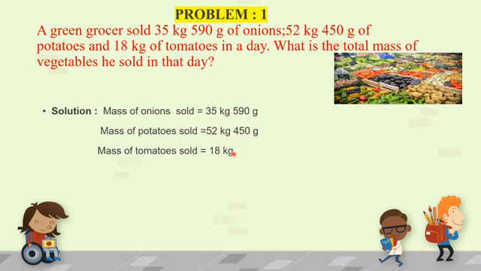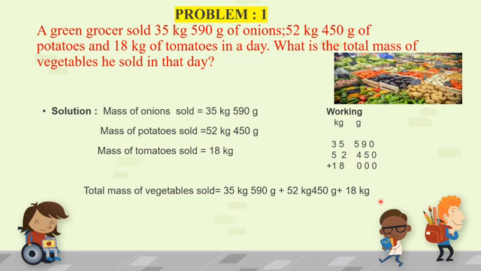We have to take this to the working column. So we have to find the total mass of vegetables sold. Total mass of the vegetables sold: 35 kg 590 gram plus 52 kg 450 gram plus 18 kg. So take this to the working column, and after arranging the numbers in the proper column, put all the kg numbers in the kg unit column and all the gram in the gram unit column.